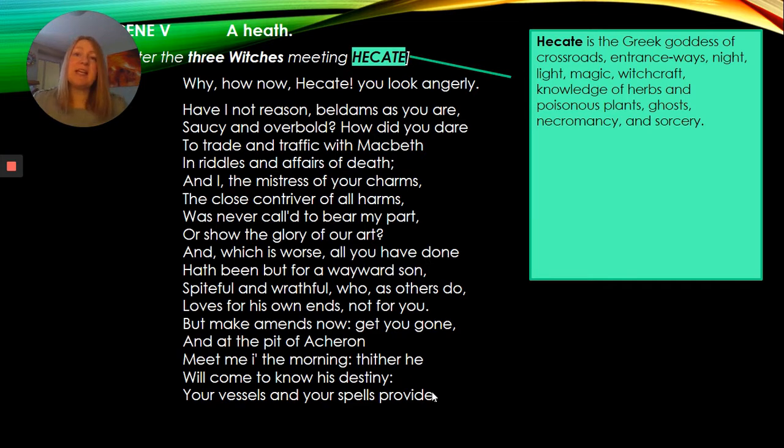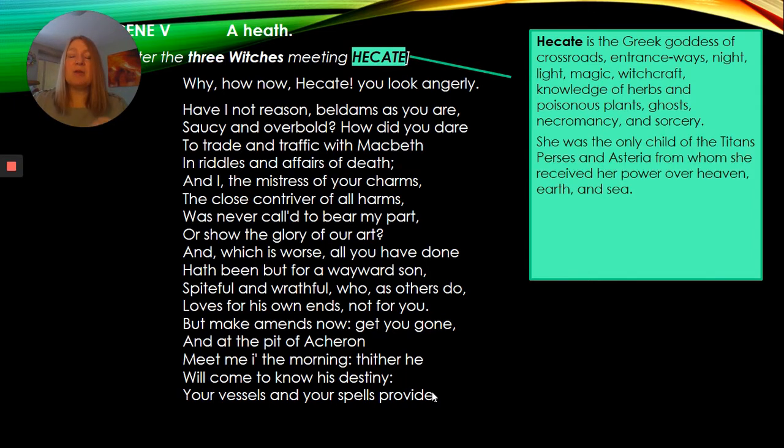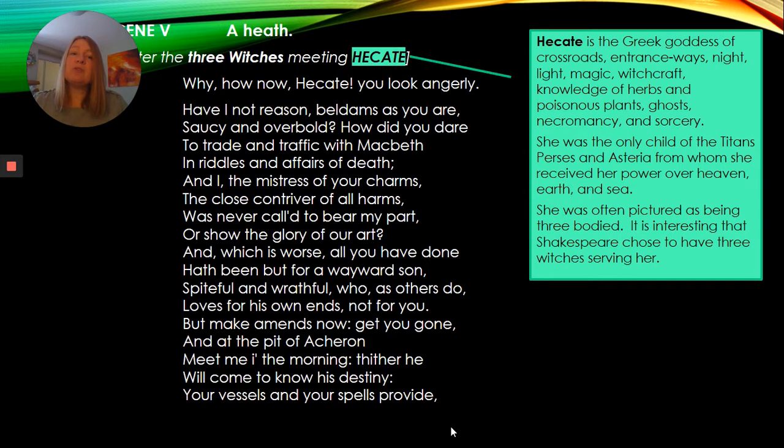And so Shakespeare does seem to have included her as being the sort of manager of our three witches. She was a goddess, and she was the only child of a couple of the Titans, Perses and Asteria, and she got power over heaven, earth and sea. And so it makes sense that she is involved in the supernatural events of this play. What's really interesting, though, is that when she was pictured in Greek imagery, she was often shown as having three bodies. And so it's interesting that Shakespeare chose to have three witches serving her. We could almost see them as the three aspects of her personality.